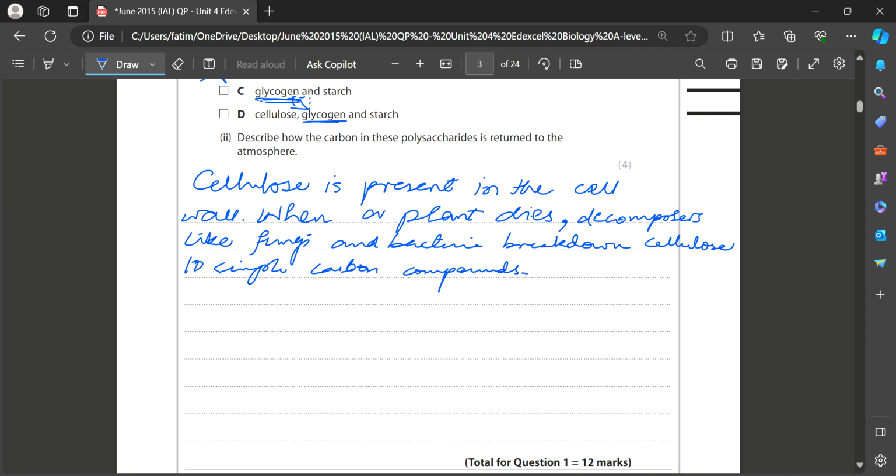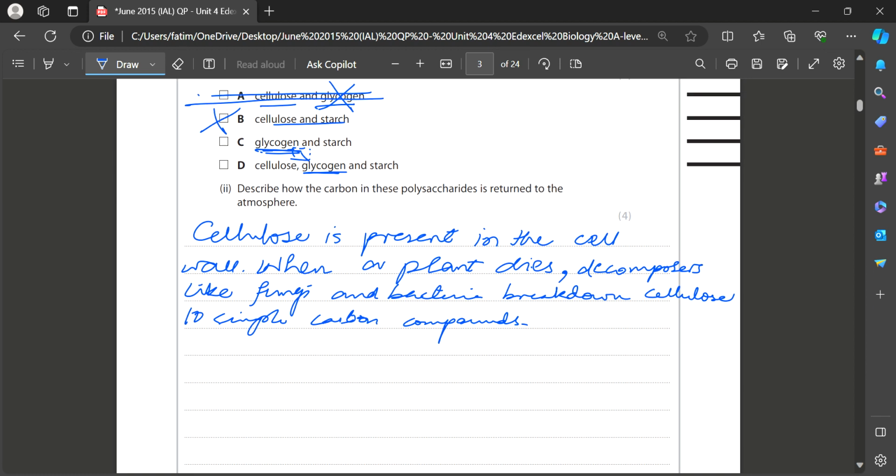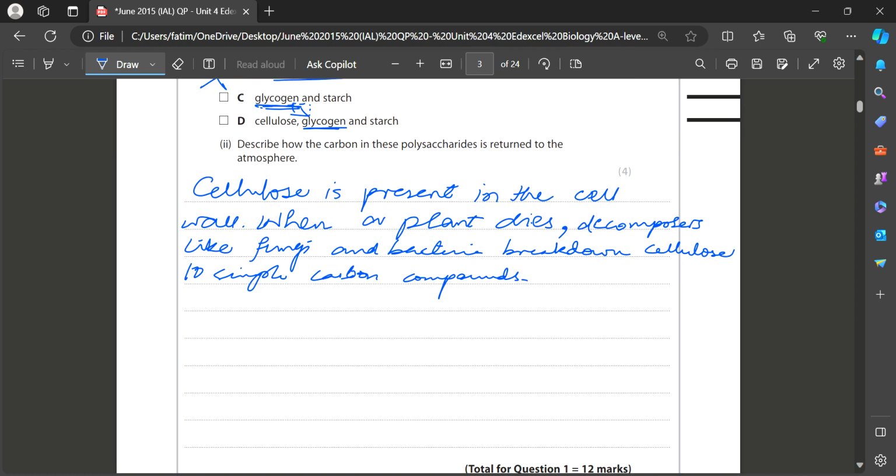Obviously, cellulose is a large one, so we can say it breaks down to glucose. We can say that it breaks it down to the monomers that it's made from, because it's a polysaccharide, made of units. So we can say whichever unit it's made from, which is probably going to be glucose or lactose or something else. We can also say that simpler compounds respire and carbon is released into the atmosphere as carbon dioxide. That will be there as well. But I'm just going to leave it here.